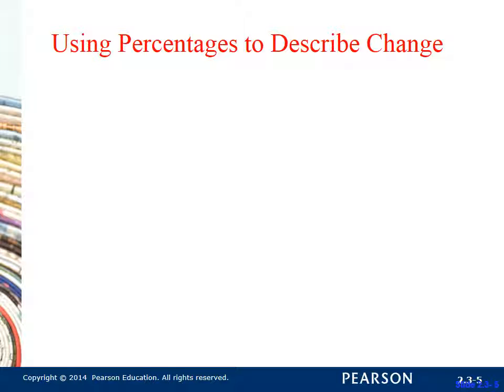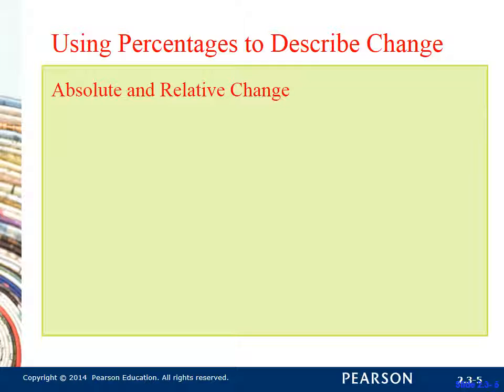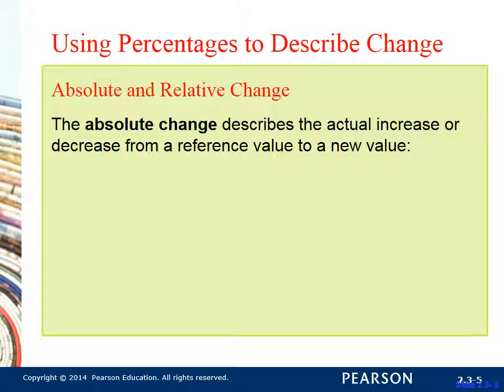Alright, so how can I use percentages to describe change? We have 2 phrases here. One's called absolute and one's called relative. And these are the same vocabulary you used with error. So when we do an absolute change, it's going to be the actual increase or decrease from a reference value to that new value.